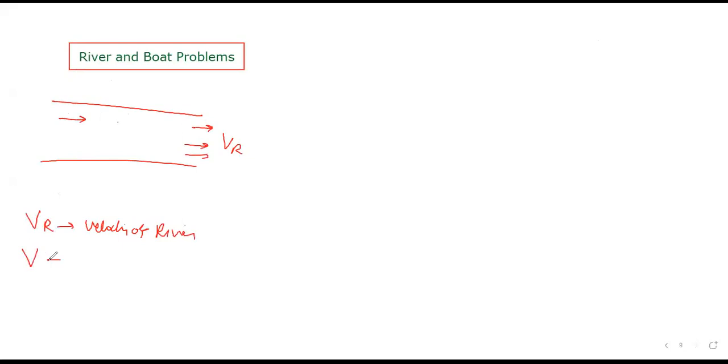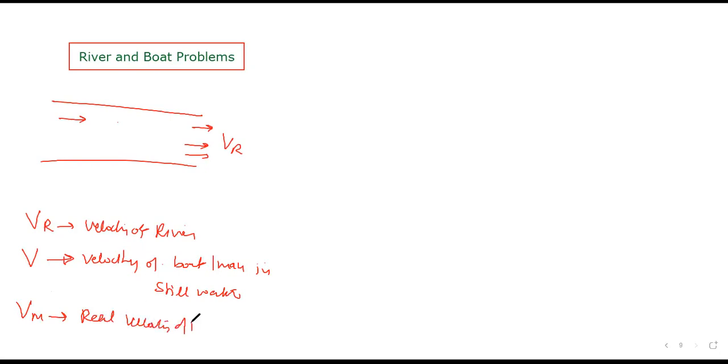Then two more velocities will be there. One is called velocity V only, which simply is the velocity of your boat or man swimming in still water, when the river is not moving, the speed at which he can swim. And Vm is the real velocity when he is swimming in the moving river. Listen here, both of these are velocities of the man only. But this one is when the river is not moving, and this one is when the river is really moving.